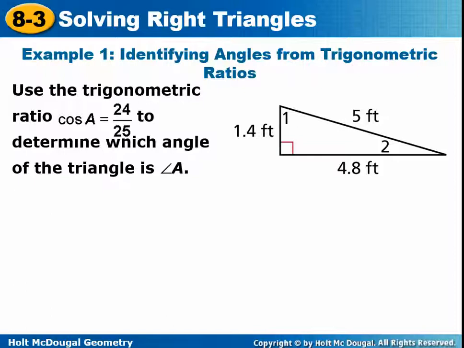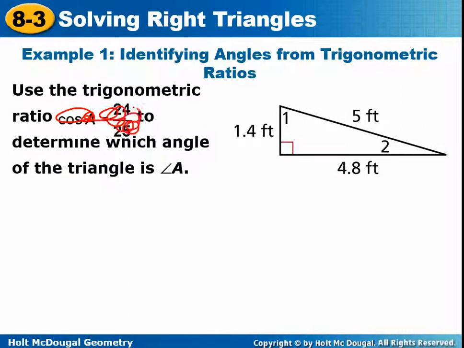All right, so here's our triangle, and we have a short leg of 1.4, a long leg of 4.8, and a hypotenuse of 5. We have everything we need to know about the sides, but we don't know either angle in this one. We know it's a right triangle, but we don't know what angle 1 or angle 2 is. This part is actually incorrect. Ignore that. It must have been left over from some other problem.